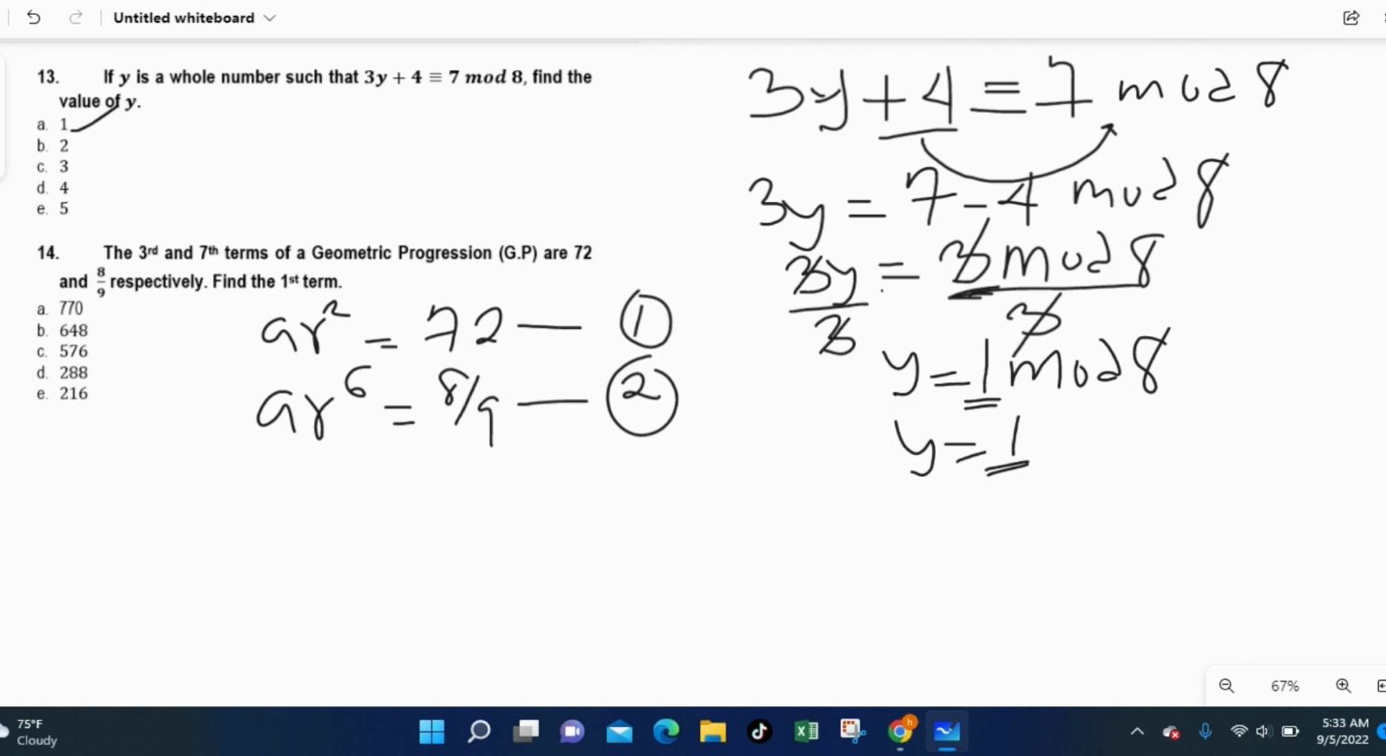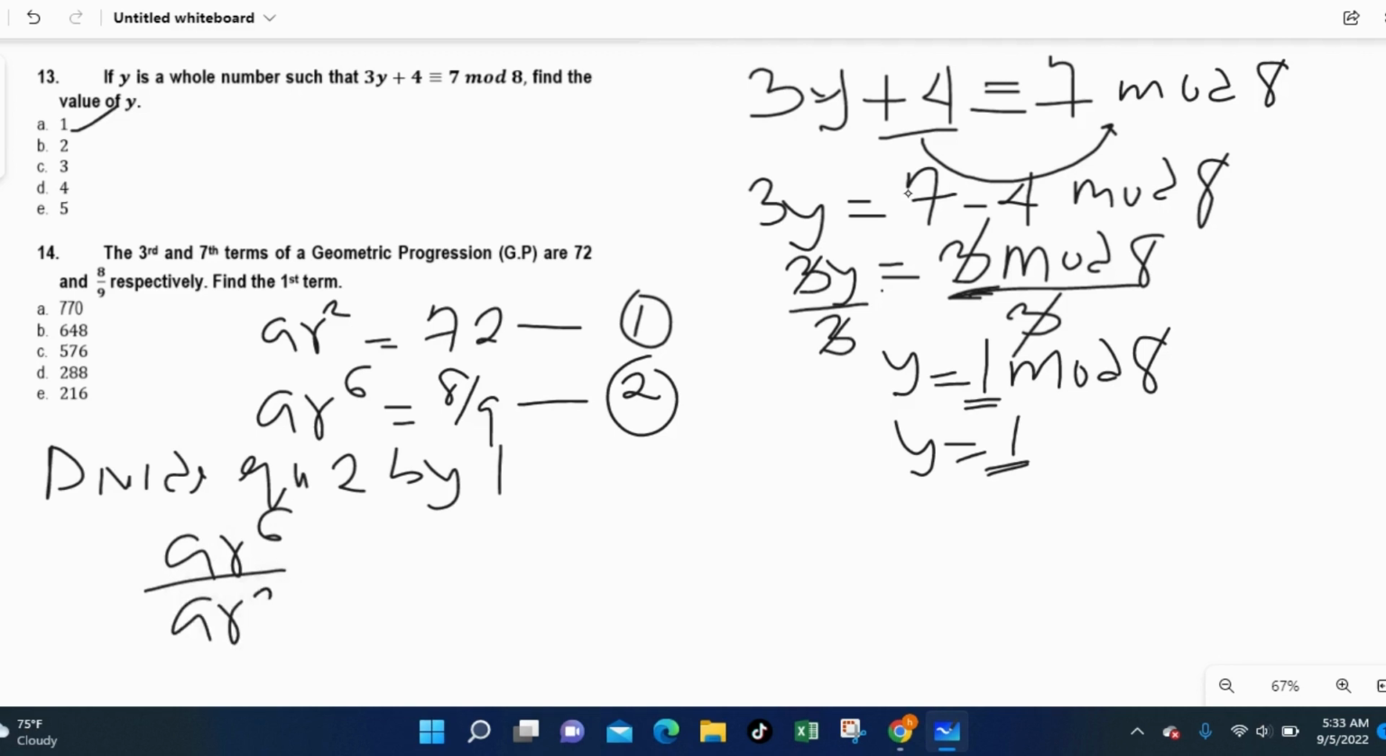What we are requested to do is to find the value of the first term. To solve this simultaneous equation, we are going to divide equation 2 by equation 1. That will give us AR raised to power 6 divided by AR raised to power 2.